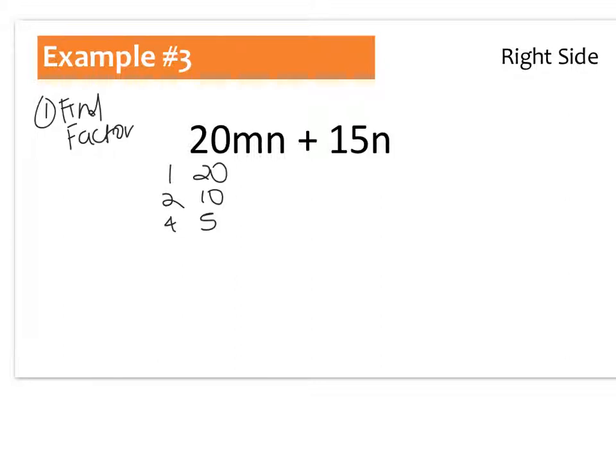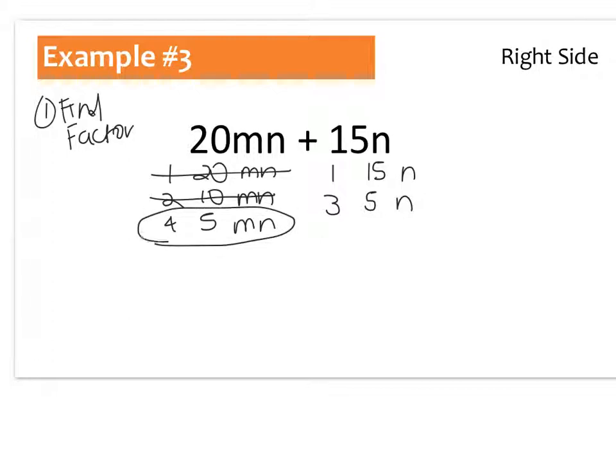And let's not forget the m and the n. M, N, M, N. Okay, 15, I could do 1 and 15, and N. I could do 3 and 5, and N. That's about it, right? Now let's look at the ones that they have in common. Well, this one doesn't have 20. I don't see 2 and 10. So it looks like the only option I have is this one here, okay? Because they have the 5 in common. They also have one letter in common, and what letter is that? N. They both have N in common.